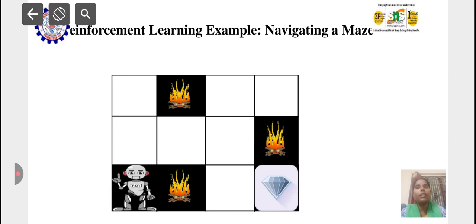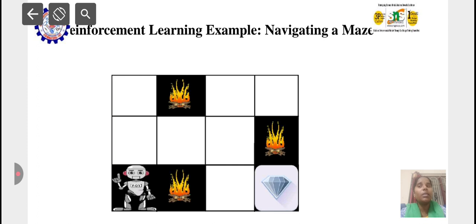Here is the feedback. After each move, the robot receives feedback from the environment. There are two conditions. One is a positive reward for moving closer to a diamond. A second one is a penalty for moving into the fire hazard.